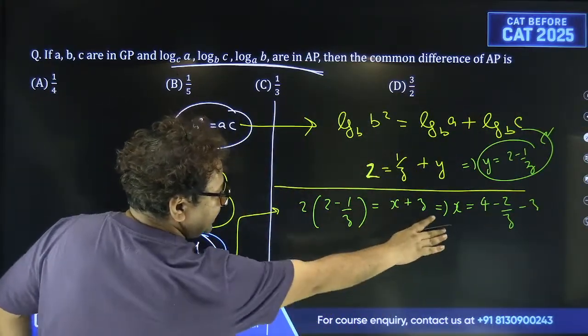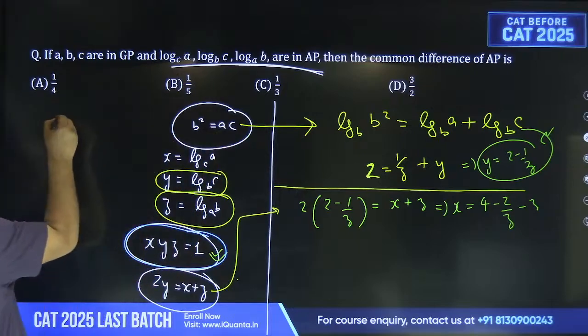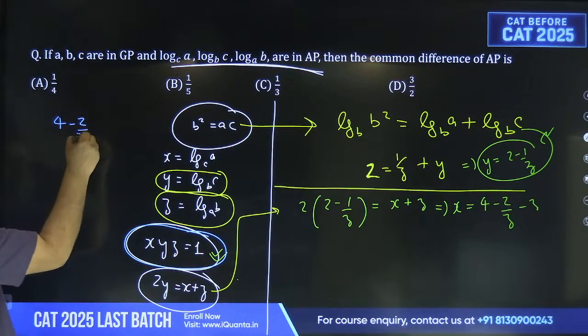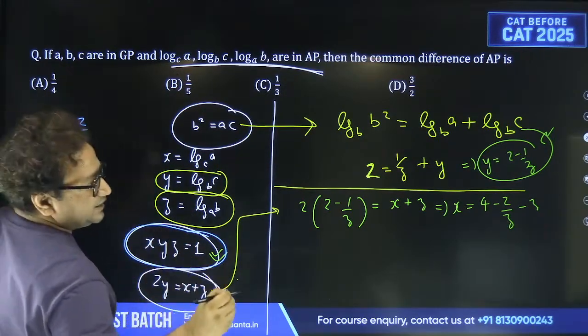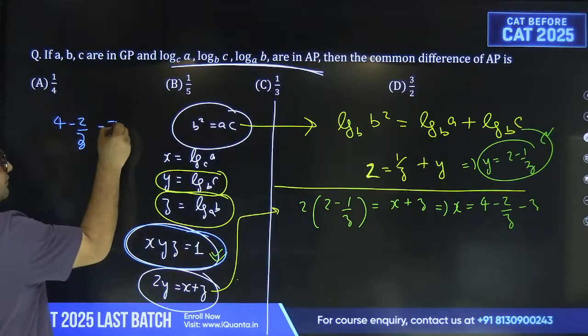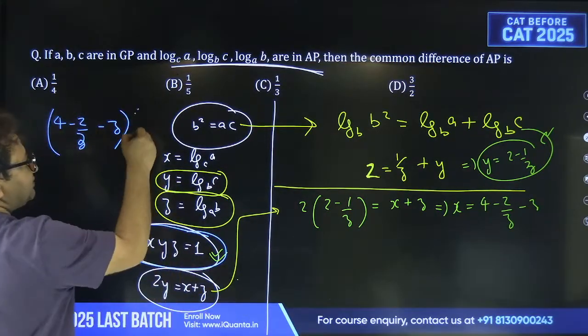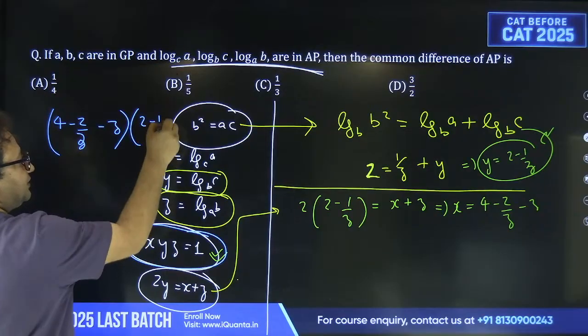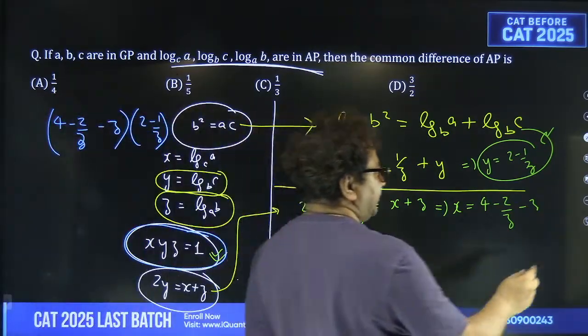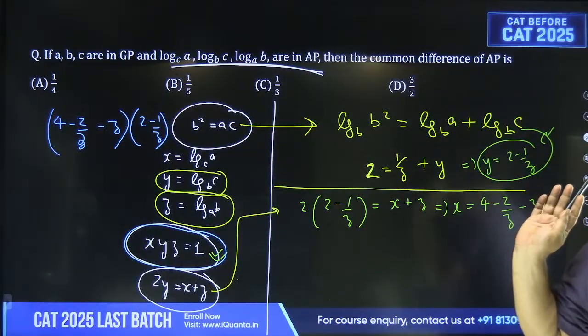तो put कर देता हूँ, x की वैल्यू क्या है? We have 4 minus 2 by z minus z. That is the value of x. The value of y is 2 minus 1 by z. And z तो z है ही है. बाकी मिटा रहा हूँ मैं. I'm going to erase all of it. Should I?